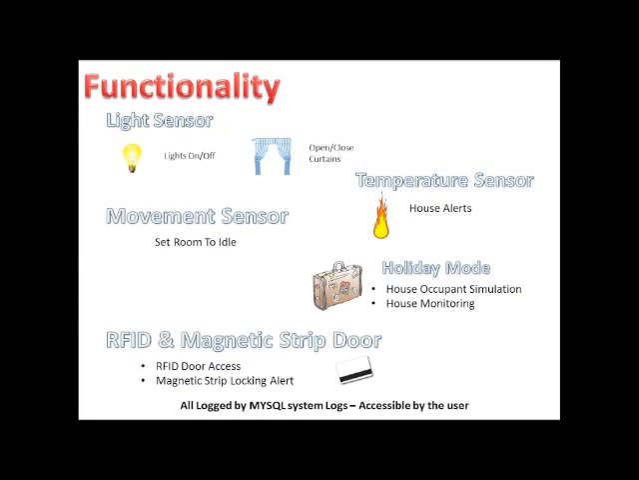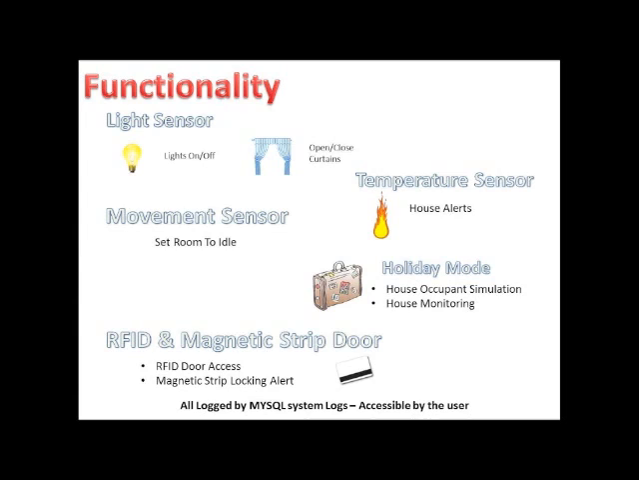The following functionality is included. Light sensor logic. When a zone is dark, lights are turned on and curtains are closed. When the zone is light, lights are turned off and curtains are opened. Temperature sensor logic. If an abnormal temperature is detected in a zone, an alert is posted to the server. This alert could indicate a potential fire or other hazard.